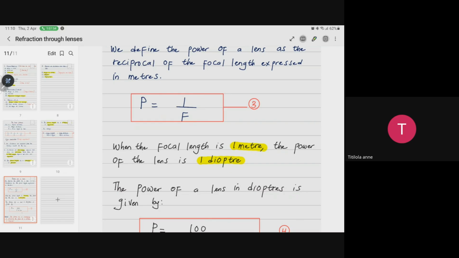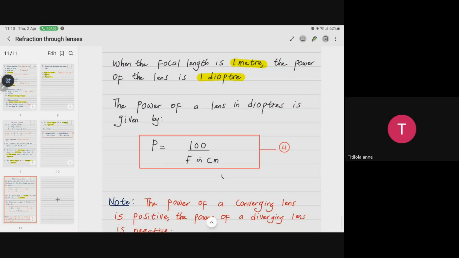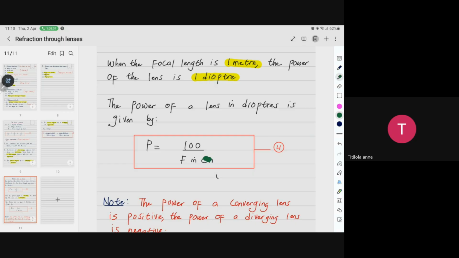All right. Good. But if the focal length is in centimeters, remember that 1 meter is equal to 100 centimeters. If the focal length is in centimeters, all you need to do is to have this formula.